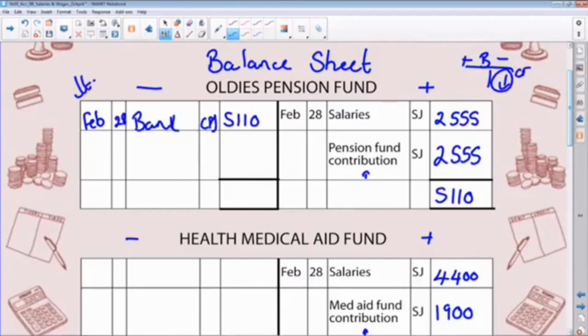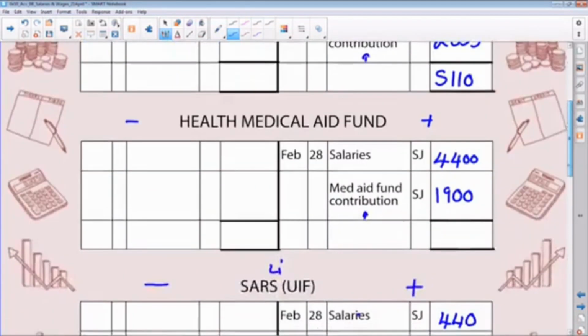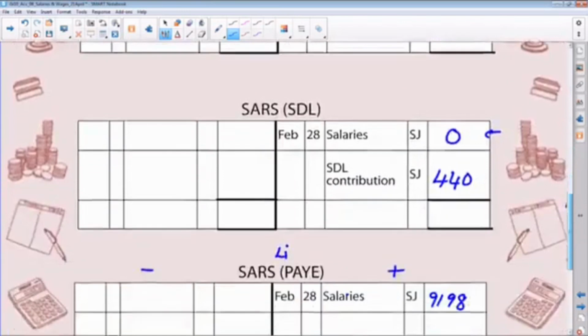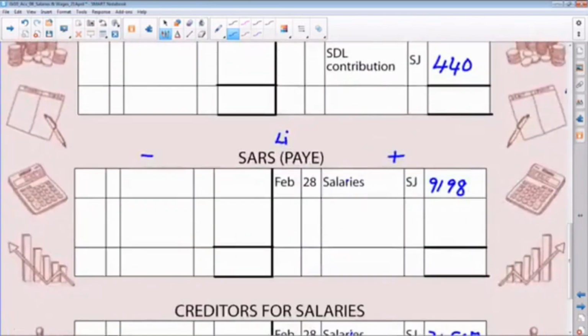Now, let's quickly do one more. Let's look at your health medical aid. Again, you add it up. You will get 6,300. So therefore, I have to pay how much to the health medical aid? I need to pay 6,300 to create no liability, to have everything transferred. So therefore, again, I'm paying through bank. And with that, you can finish up all of your other T accounts as shown here. You will just go to the debit side and pay the liability. If you paid the liability, you don't owe it anymore.